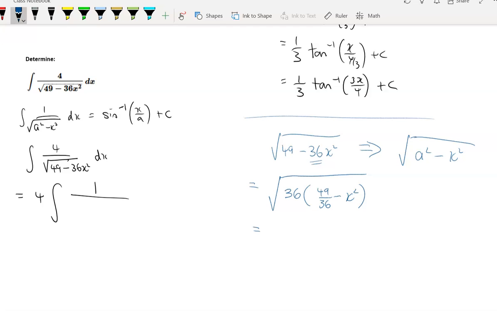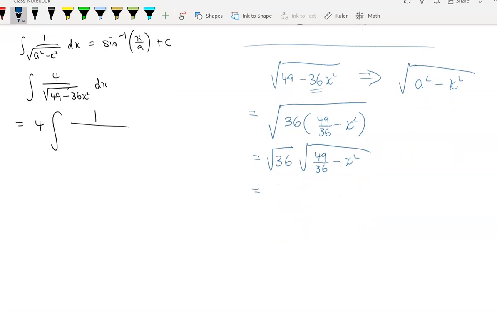Fortunately, we know our surd rules, and we can split up our two surds into two separate terms. We know the square root of 36 is 6, and then the square root of, so this is going to be 7 on 6 squared minus x squared. And we can see that our a value is 7 on 6.